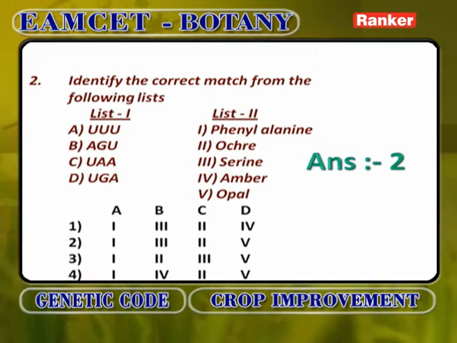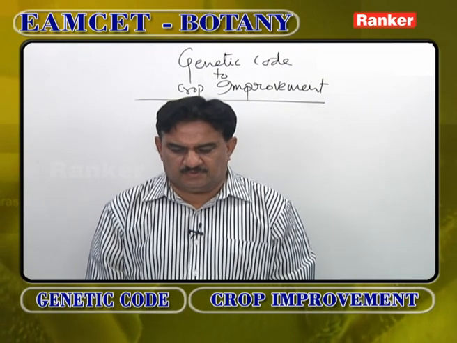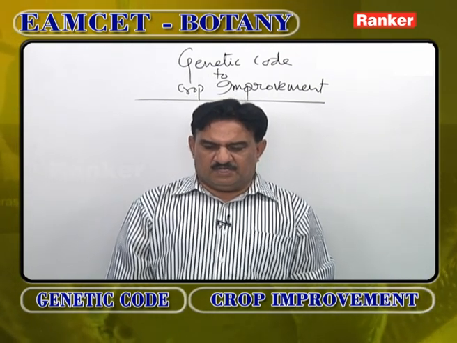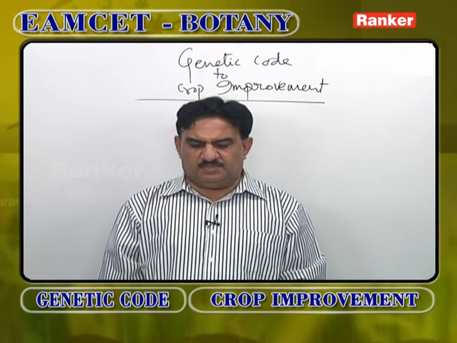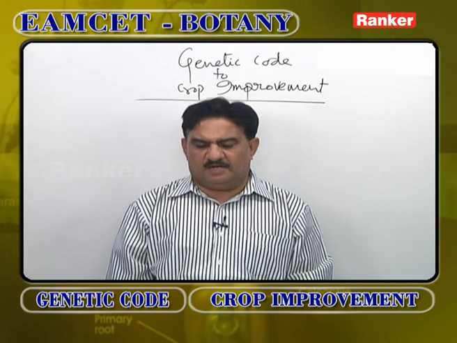AGU codes for serine. Serine is coded by 6 codons: UCA, UCC, UCG, UCU, AGA, AGU. All these 6 codons. This is called genetic code is degenerate. One amino acid is coded by more than 2 codons. So, AGU codes serine. Then, UAA, UAG, UGA are nonsense codons which are also called ochre, amber and opal.